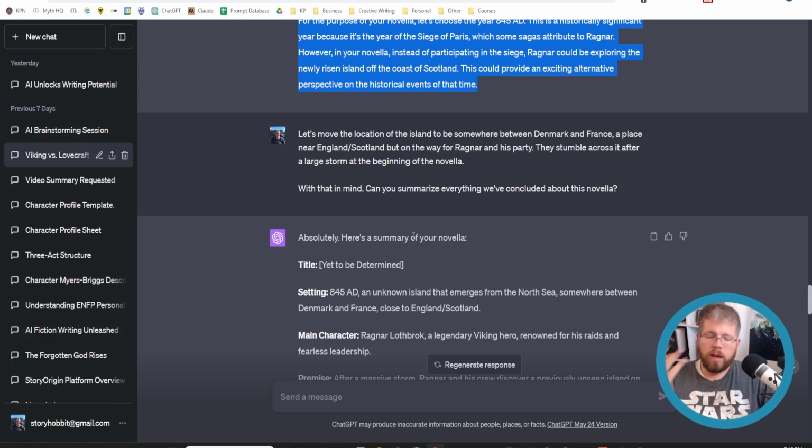So I thought, okay, that's a good idea, but we're going to move it so it's no longer near Scotland. So I said, let's move the location of the island to be somewhere between Denmark and France, a place near England, Scotland, but on the way for Ragnar and his party. They stumble across it after a large storm at the beginning of the novella. With that in mind, can you summarize everything we've concluded so far about this novella?